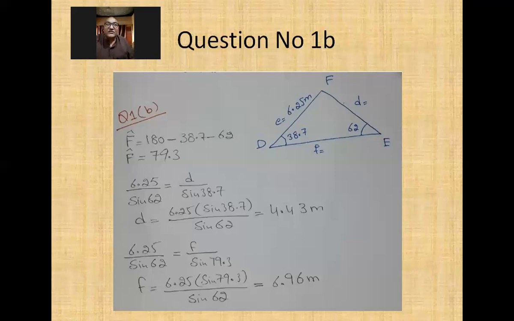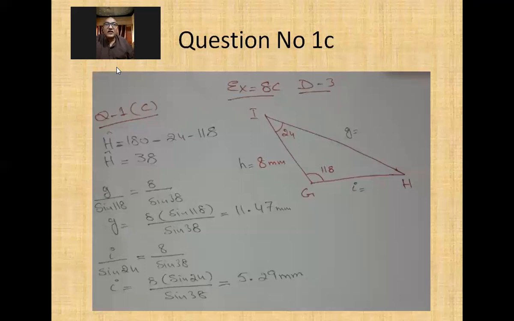So let's move to the next part. Now question number 1, part C is showing up. Here they say IG is 8 millimeters, angle G is 118 and angle I is 24. The question is to find the unknown angles and sides. Very simple. I don't know this angle. I know the two angles here, and I want to know this third angle first of all. The angle H will be equal to 180 minus 24 minus 118, and H will be equal to 38 degrees. So the value of H will be 38.